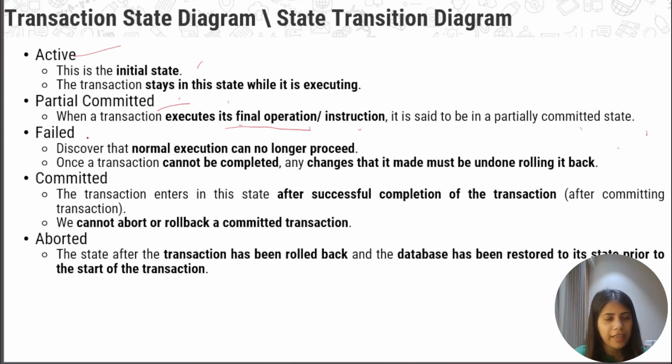The failure state discovers that normal execution can no longer proceed for any given reasons or mishaps. Once a transaction cannot be completed, any changes which were made must be undone by rolling it back. What is a committed state? The transaction enters this state after a successful completion, which means after committing the transaction. We cannot abort or roll back once we have entered the committed state. Aborted means the state after the transaction has been rolled back and the database has been restored to its prior state, which was the start of the transaction.